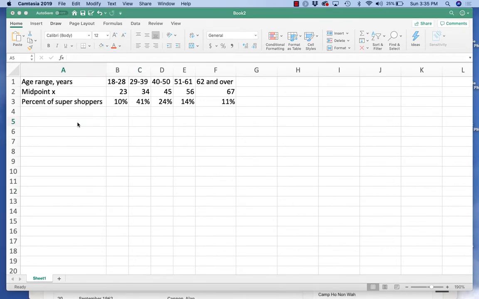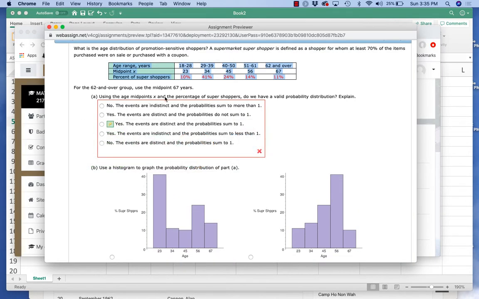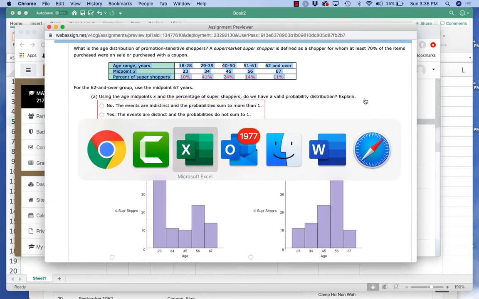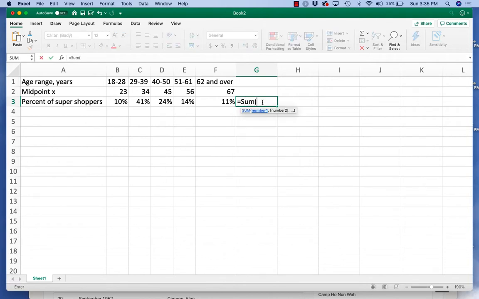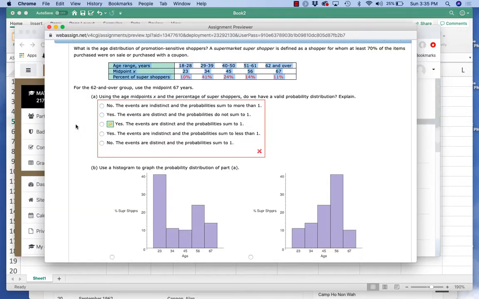All right, so the first thing that it asks us is, using the age midpoints X and the percentage of super shoppers, do we have a valid probability distribution? Well, there are two things we want to look for. Are each of these distinct events? Yes, you can't be 28 years old and 29 years old, so they're all separate. And then the next one would be, what do all the probabilities add up to? So if I add each of these up, I get 100%. So that is my whole sample space. So yes, it would be a valid probability distribution.